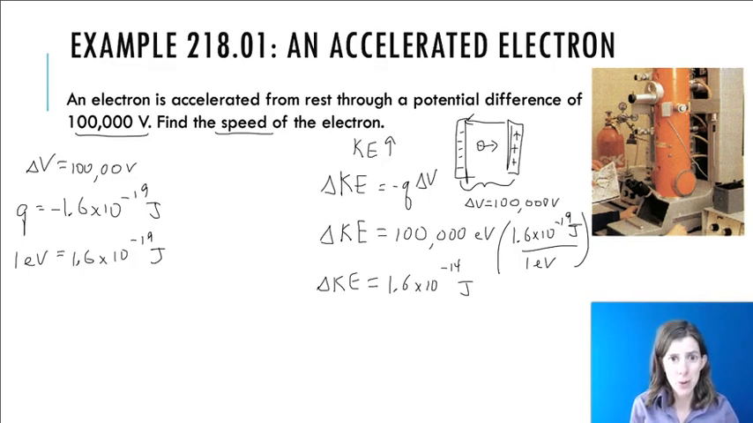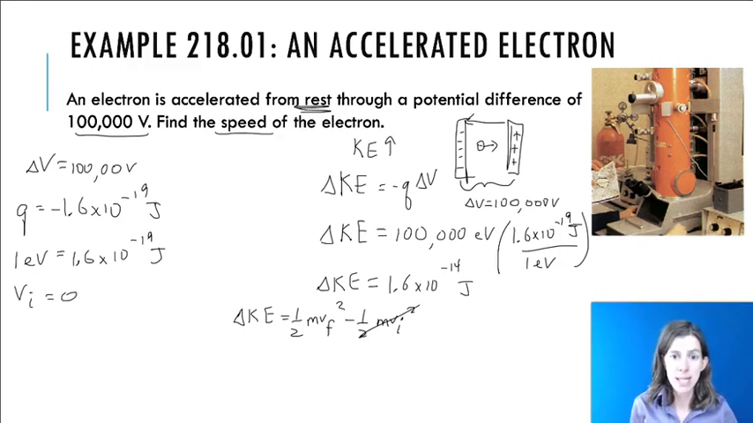Now we have to relate it to speed. Change in kinetic energy means final kinetic energy minus initial kinetic energy. And kinetic energy, if you remember from physics 1, is 1/2 m v final squared for the final, and 1/2 m v initial squared for the initial. So this brings about another given. It's accelerated from rest, so the v initial is 0. So we can cross out this whole entire term. The only other given that we need is the mass of the electron, which is 9.11 times 10 to the negative 31 kilograms.